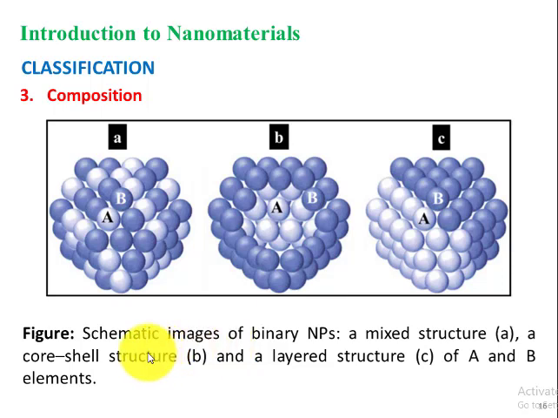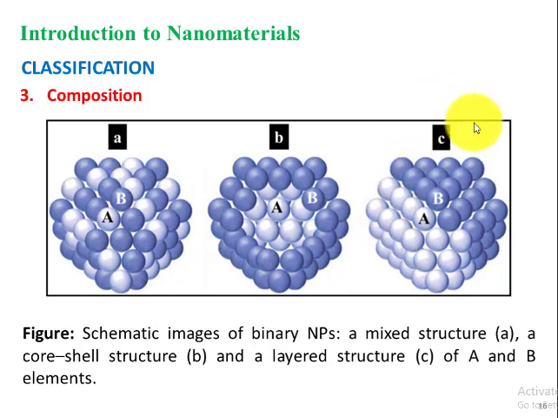Here is the figure 1.6. The A shows mixed structure nanoparticles. We can see A and B atoms are mixed in the cluster structure. The atoms are randomly arranged among the structure of the nanoparticles. The figure B is representing core shell structure. In this structure, the B atoms are making a core shell and the A atoms are embedded in the core shell structure. This is second type of nanoparticles.